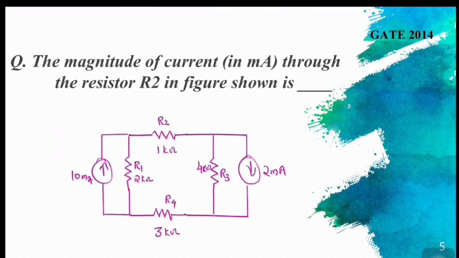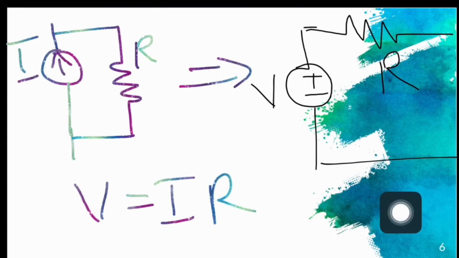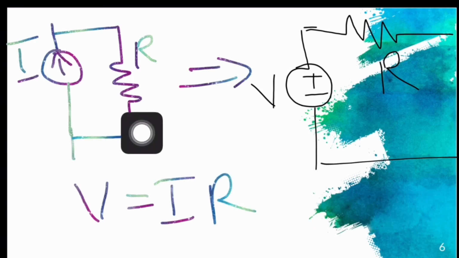So what we are going to do now is replace these current sources with their equivalent voltage sources. I hope you all know that a current source with a parallel connected resistor is considered a practical current source, which is equivalent to a practical voltage source, that is a voltage source with a series connected resistor R, where the value of the voltage source can be calculated by using the formula V is equal to IR, where I is the source quantity of the current source and R is the parallel connected resistor.